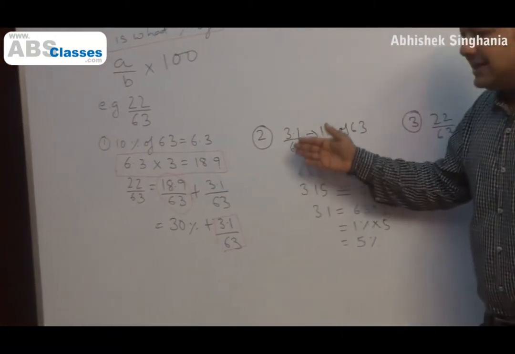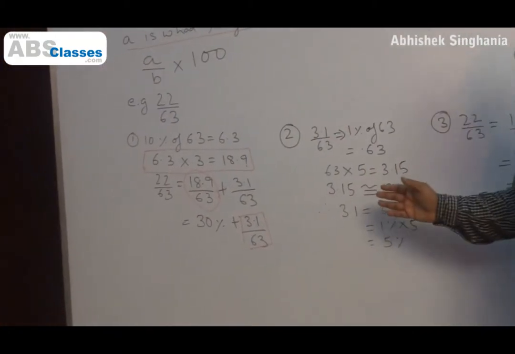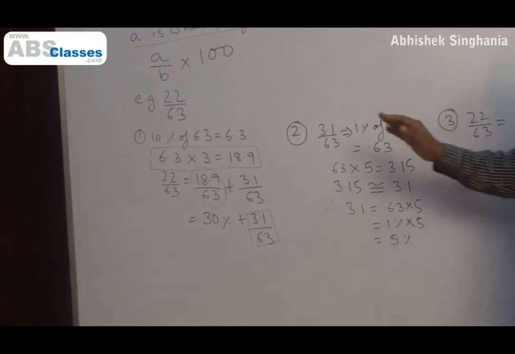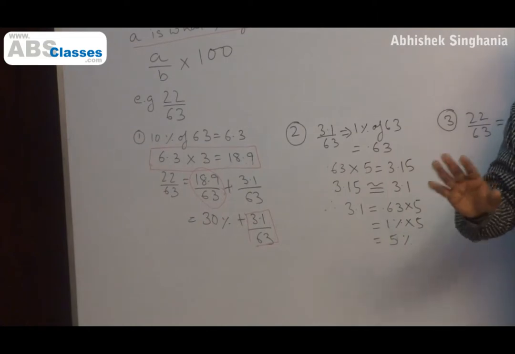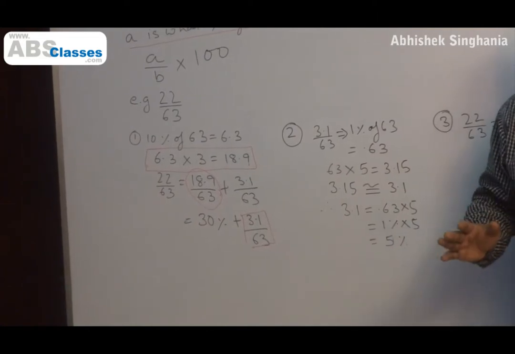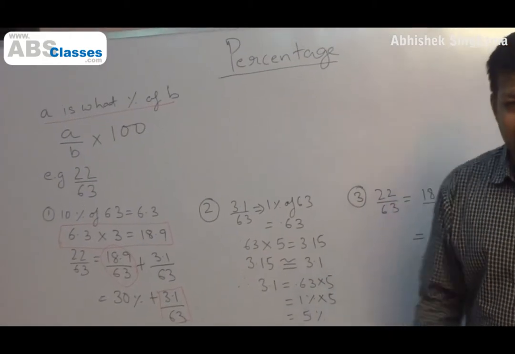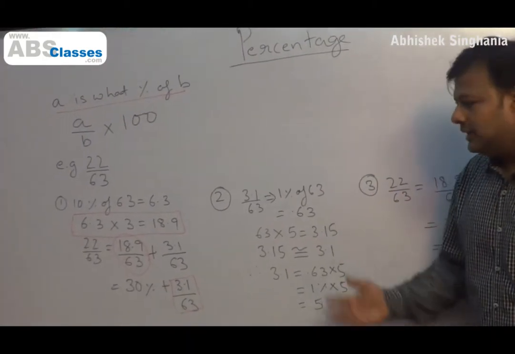Obviously 3.1 is less than 10% of 63. Otherwise, why would we have stopped at 30%? We would have gone to 40%. So 3.1 is less than 10% of 63. So what we now go to is another convenient percentage number, which is what? 1%. Let's use 1%, the power of 1.